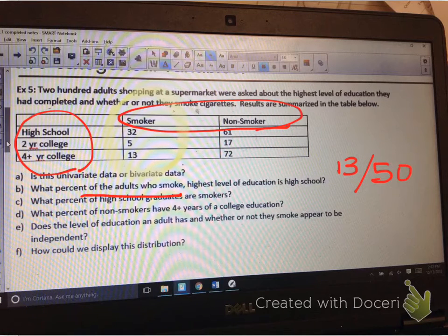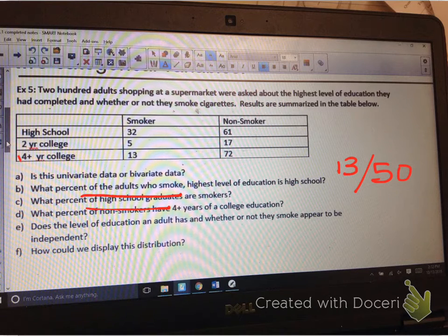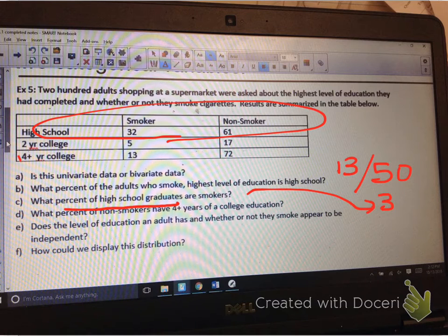Part A, what percent of high school graduates are smokers? I mean, this is getting messy, so let me erase. And again, this kind of comes back from probability, so I'm kind of skimming through this here. What percent of high school graduates are smokers? So of the high school graduates, how many are smokers? So that's 32 divided by 93. And you can keep them as a fraction. Oh, excuse me, but here it does ask for the percentage. So if it asks for the percentage, you want to give the percentage.